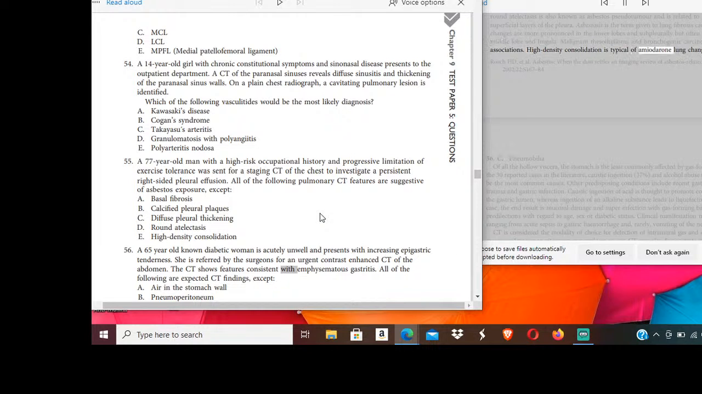High-density consolidation is typical of amiodarone lung changes. Roach HD, et al., asbestos, when the dust settles, imaging.